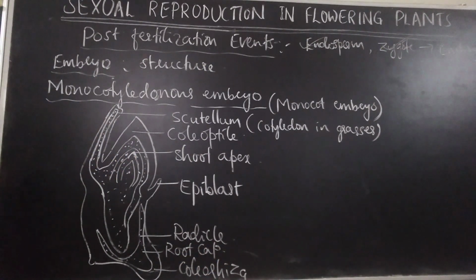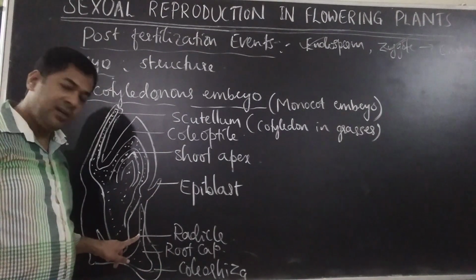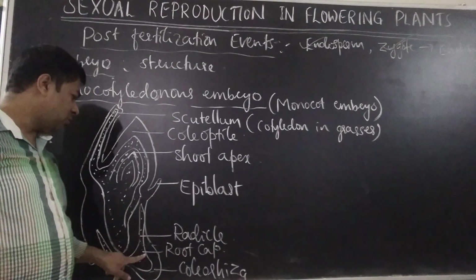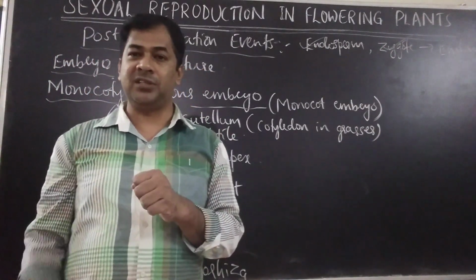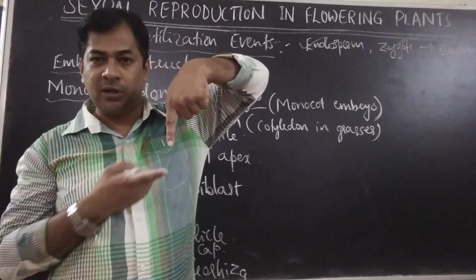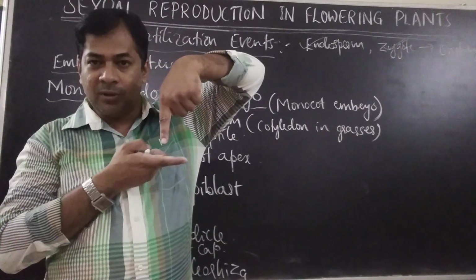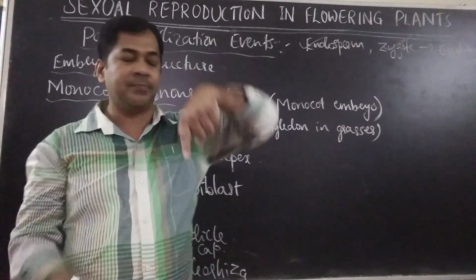Okay, radical, root cap, and coleorhiza. Radical will become a root in future, so it is called future root. Root cap is an outer cover of the root tip, that is for protection. Root cap gives protection to root. Like this is a root. Now root cap will be there here below this, so that it protects the root tip from damage.